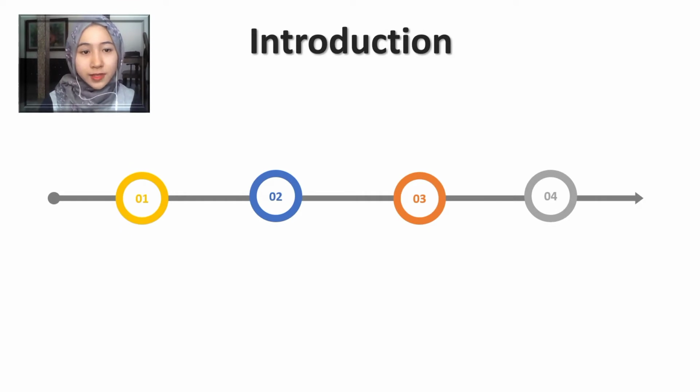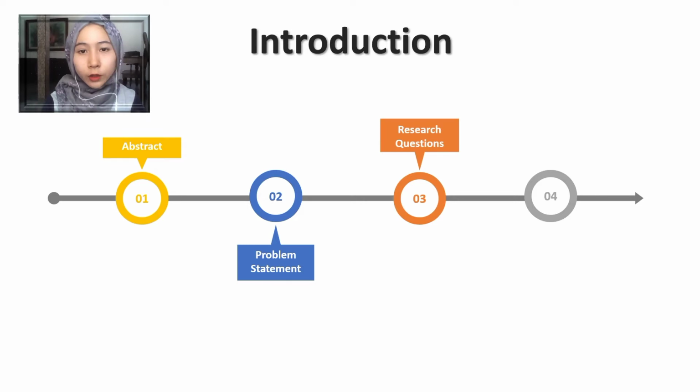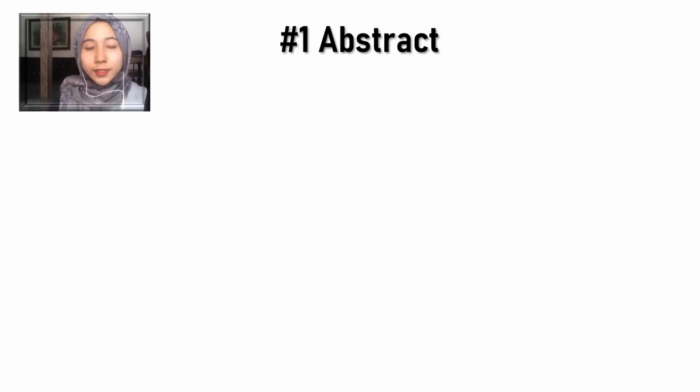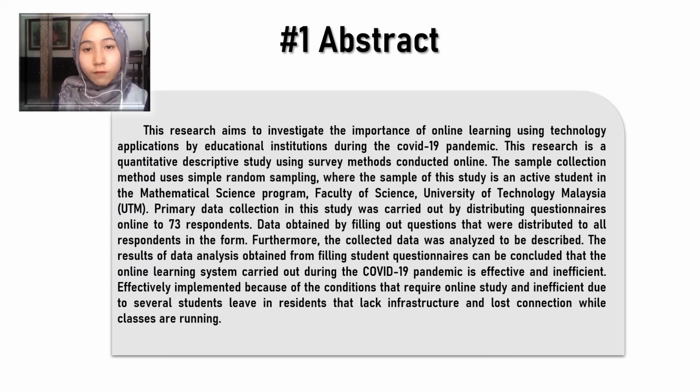There are four contents in my introduction. First is abstract, second, problem statement, third, research question, and last, research objective. This research aimed to investigate the importance of online learning using technology application by educational institutions during this pandemic. This research is a quantitative descriptive study using survey method conducted online. I will explain further in the methodology part. And the result obtained, online learning system carried out during this COVID-19 pandemic is effective but inefficient. I will show you in the result part.